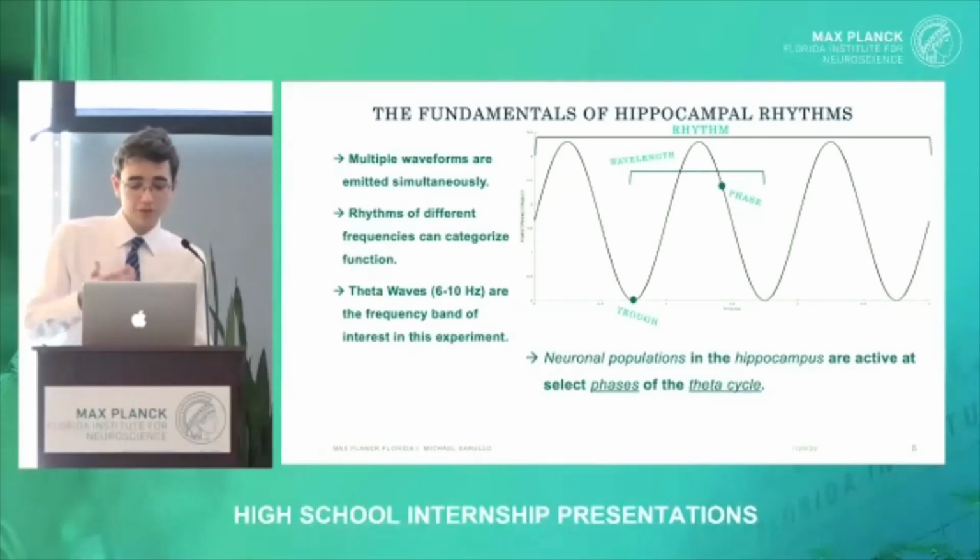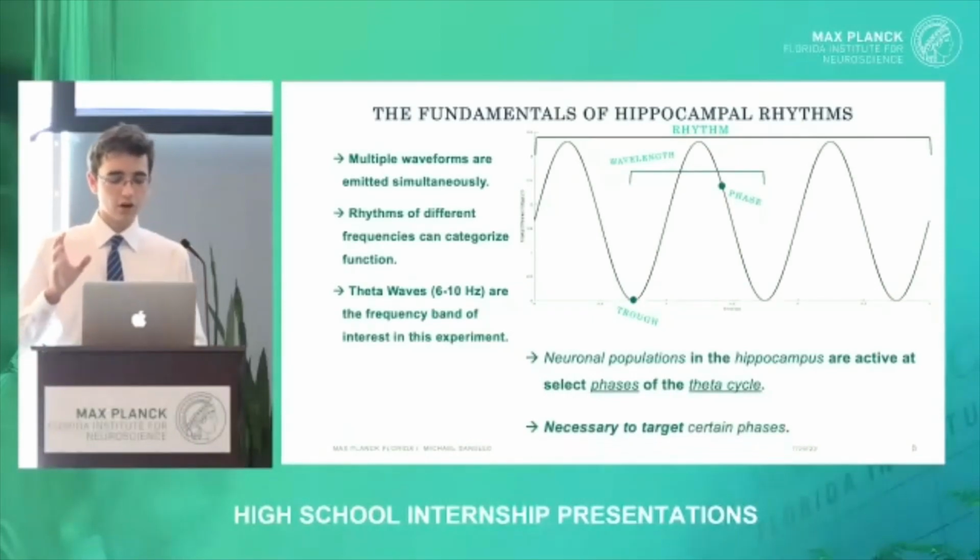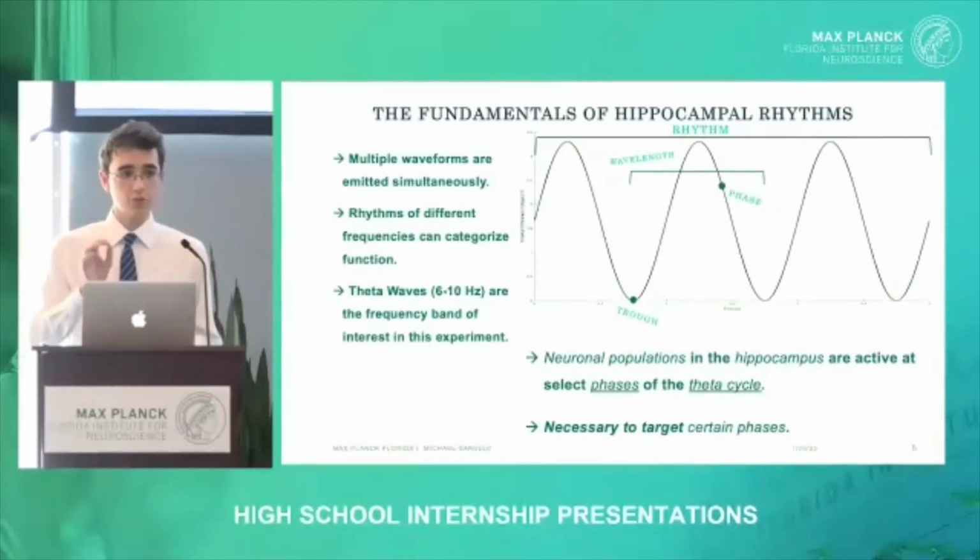So, why? Neuronal populations of the hippocampus are active at different phases of the theta cycle. And if we are able to target specific phases within the theta cycle using optogenetic stimulation, we can inhibit and activate different neuronal populations to see their effect on memory encoding.